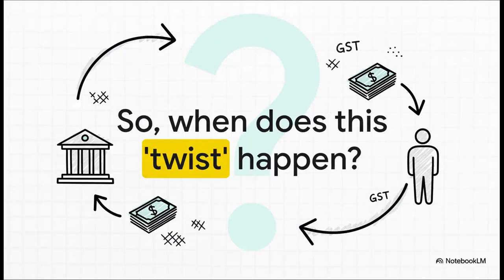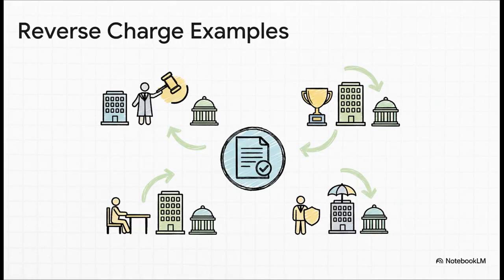So the obvious question is why? Why on earth would this system be set up to do this? When does this twist actually happen? Well, it only happens in specific situations that the government has officially listed out. For instance, when a law firm gives legal advice to a big company, it's actually the company, the recipient of the service, that pays the GST. The logic here is pretty smart. It's often used when the customer is a bigger, more organized business than the supplier. It just makes collecting the tax more reliable for the government.